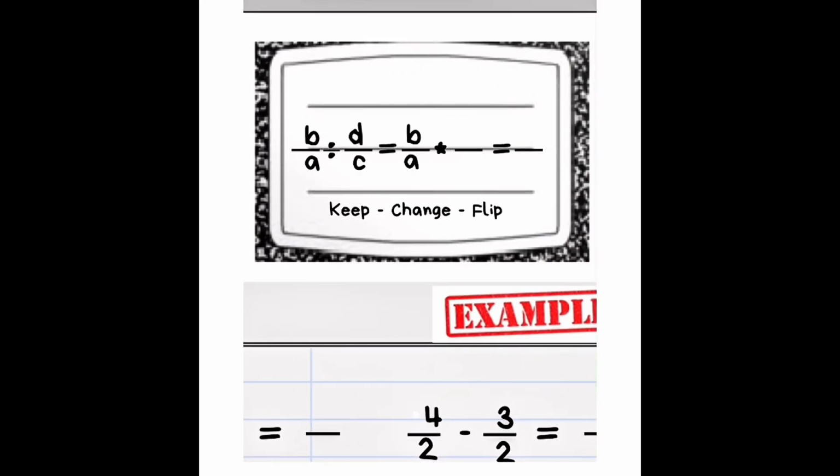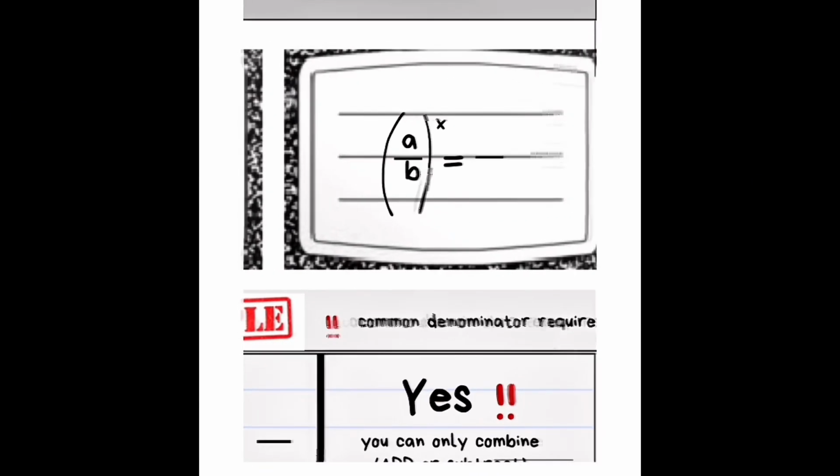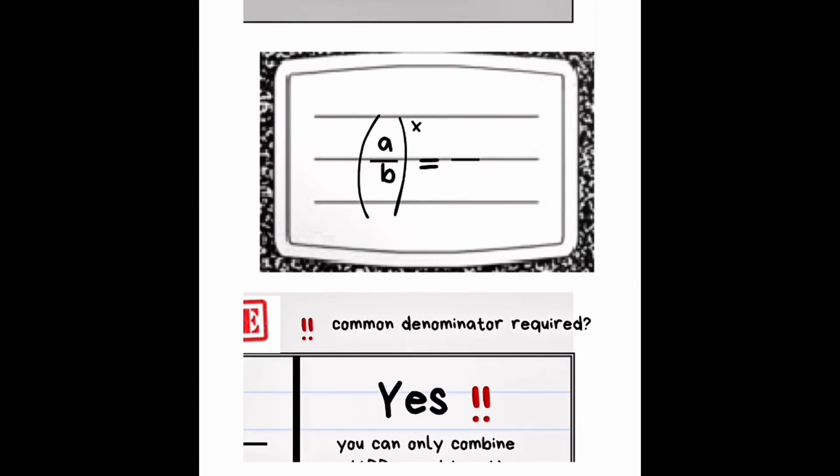For dividing fractions, you may have heard the term keep, change, flip. We keep the first fraction, change divide to multiply, and we're going to flip this fraction. And then it becomes a straightforward multiplication problem. B times C for the numerator, A times D for the denominator. When raising a fraction to an exponent, you're simply going to distribute both in the numerator and the denominator.